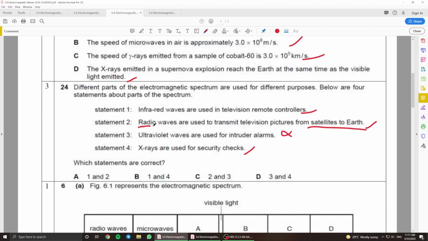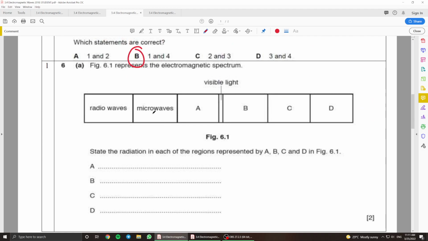Actually, this won't be radio waves. This is supposed to be micro, because every time you're involving satellites, then obviously you need to use micro. So the answer here is going to be B. Right? Then represent the electromagnetic spectrum.